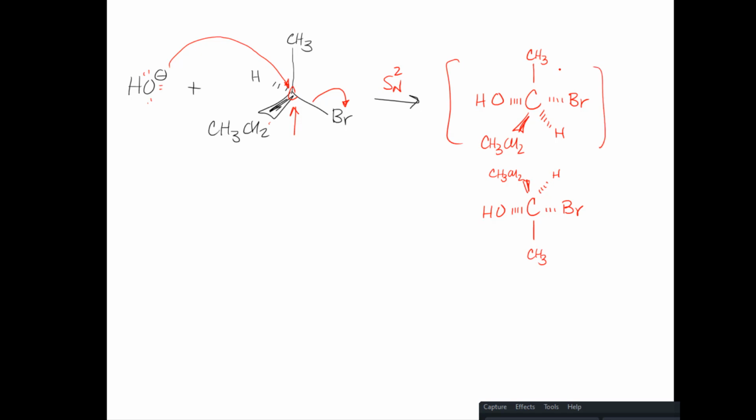So in essence, I'm forming a C-O bond, I'm breaking a C-Br bond, those are the partial bonds. And then I'm going to form as my final product the OH. And now this inversion happens. So instead of the CH3, the H and the ethyl group being pointed towards the nucleophile, they're now going to be pointed away from the nucleophile in the tetrahedron.